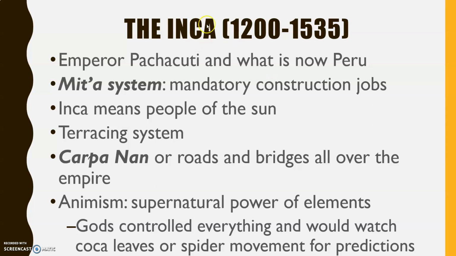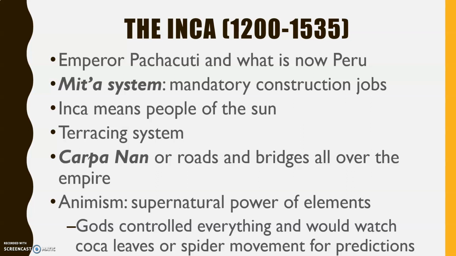For example, it's something called the mita system. So, you didn't have to pay taxes, but you did have to construct roads and buildings for the people. Their farming was cutting mountains and making the terracing system, but they were mostly going to be known for their roads and bridges all over the empire.